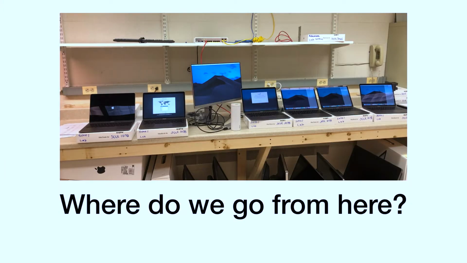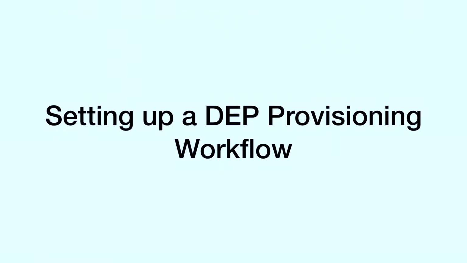So where do we go from here? We plug in all of these machines, which actually none of them are plugged in. They're all running over Wi-Fi, and they're running at various states of the DEP workflow that I've prepared, sitting on a bench in our storage room. So we're going to set up a DEP provisioning workflow, and that's what I've done.